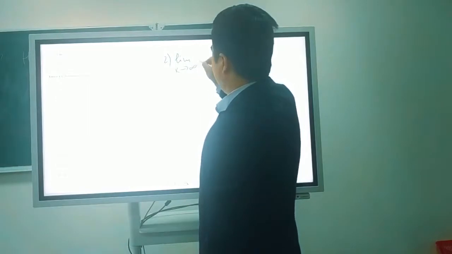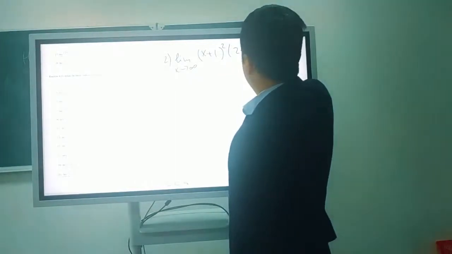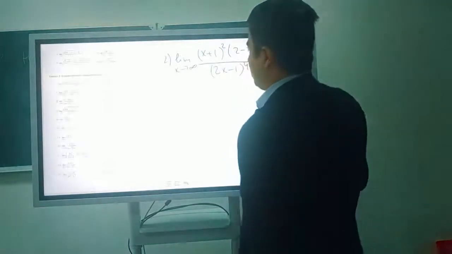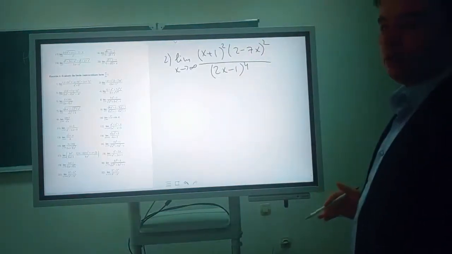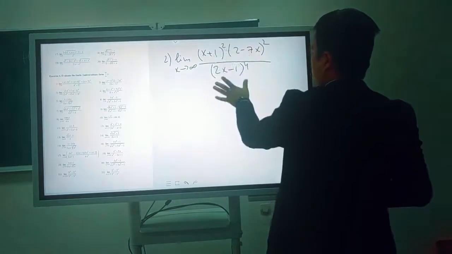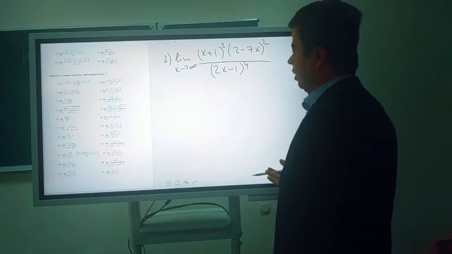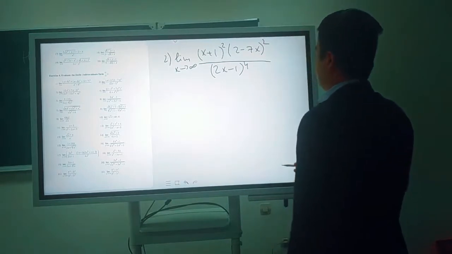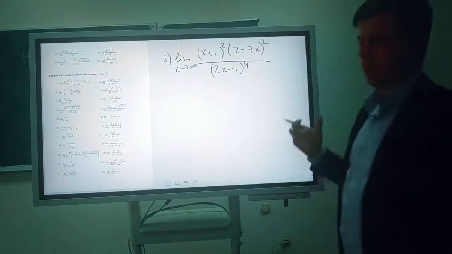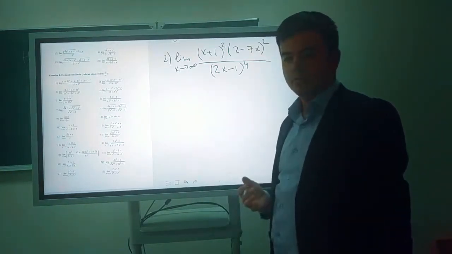x tends to infinity, (x plus 1) squared, 2 minus 7x squared over 2x minus 1 to the fourth degree. So here, indeterminate form infinity over infinity. Why? Because if you put infinity here, we have infinity over infinity. But how can we calculate this limit? To calculate this limit, we need to consider, in this case, the ratio of coefficients of terms with highest powers, highest degrees.